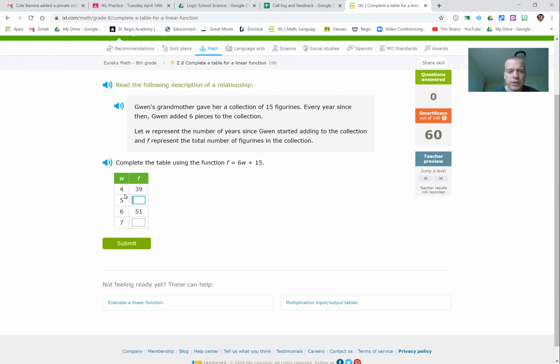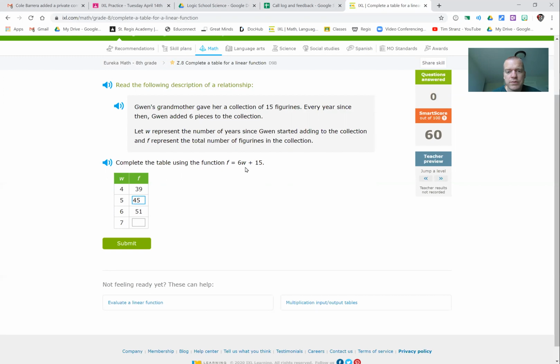So let's look at the first one. If they give us 4, we're going to put 4 in for w. So 6 times 4 is 24. 24 plus 15 is going to give us 39. So let's look at this one, 5. If we put 5 in for w, 6 times 5 is 30. 30 plus 15 is going to give us 45.